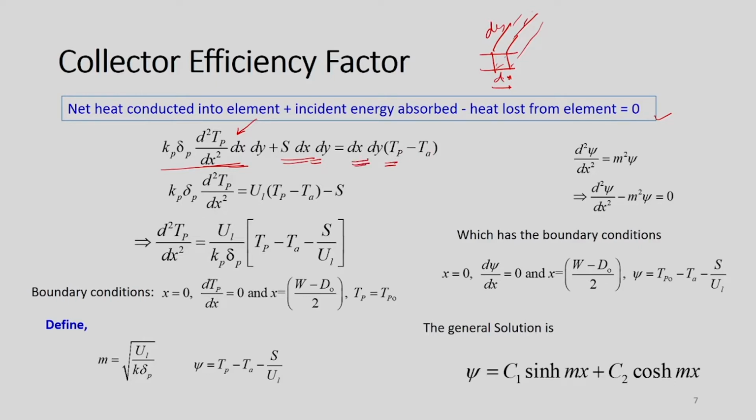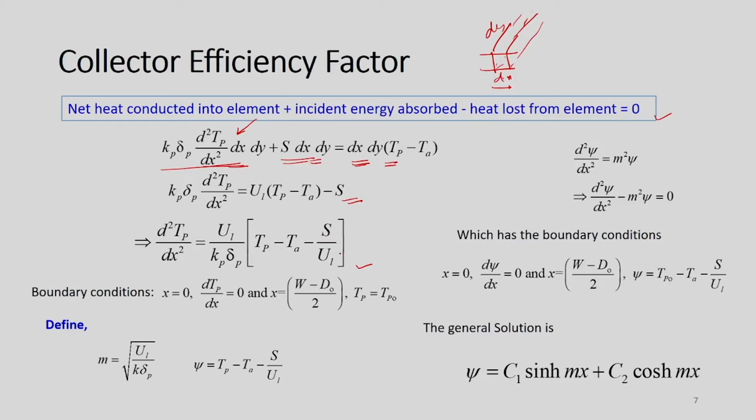And the loss is UL into Tp minus Ta multiplied by dx dy, which is the area, right. So, if we divide the entire expression by dx dy, our expression will be something like this. Okay. And again we can simplify further. So, d square Tp by dx square will be something like this. Okay. Because UL by Kp delta p, and then if we take UL outside, then this will be Tp minus Ta minus S by UL. Okay.